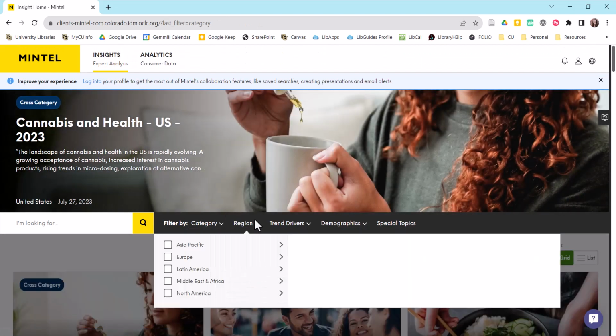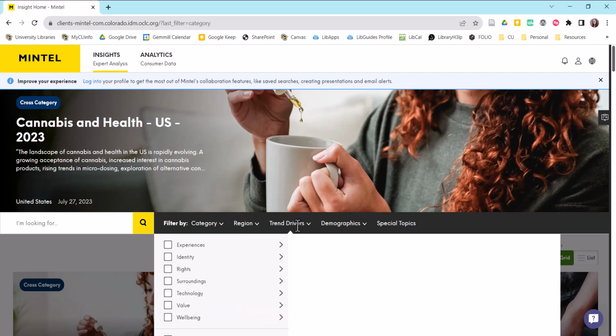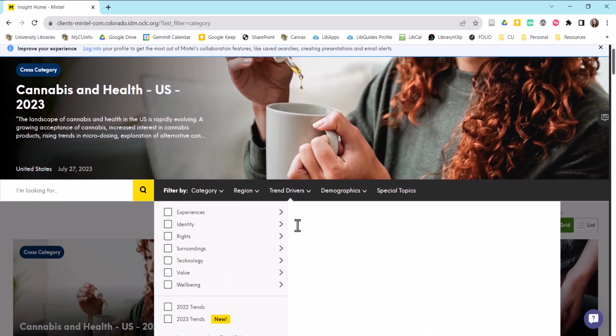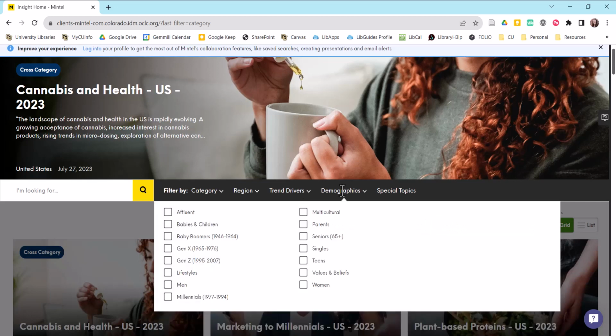You can filter by region, though these categories are at the level of country, not at the level of city or state. You can browse by trend drivers. For example, there's a category for well-being, including fitness, nutrition, physical, or psychological. And you can also browse by demographic.